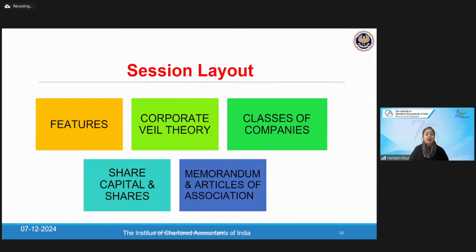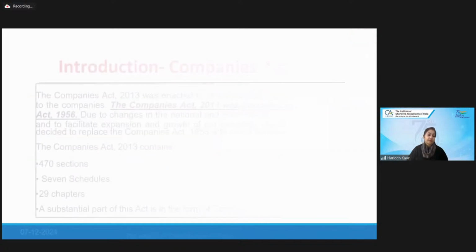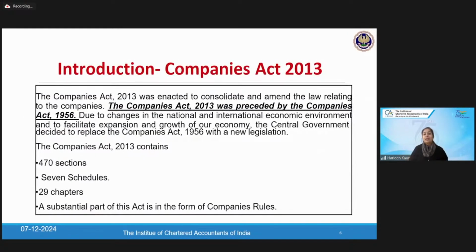So let's start the session by understanding the definition of the word company. What do we understand by the word company? First of all, Companies Act 2013 was preceded by Companies Act 1956. So if ever in your BCom or any other books you are referring, always make sure that you refer to the Companies Act 2013. 1956 is not part of the syllabus. We don't follow the old act. It has been entirely replaced. So always remember that the consolidated and amended law is Companies Act 2013.